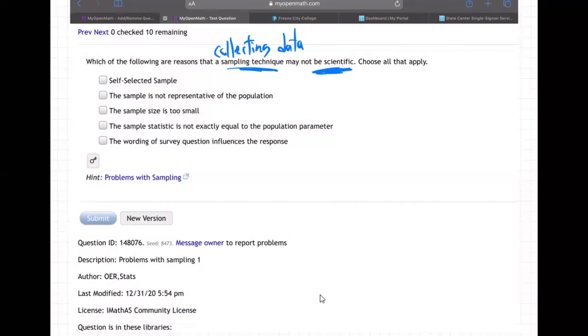So for example, a self-selected sample. If you just go out and say, I'm just going to pick my 3 favorite friends and ask them how they're going to vote in the recall election, well, you can do that if you want to, but you're probably not going to get to the truth of what might actually happen.